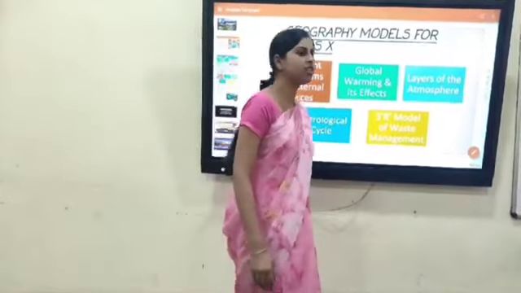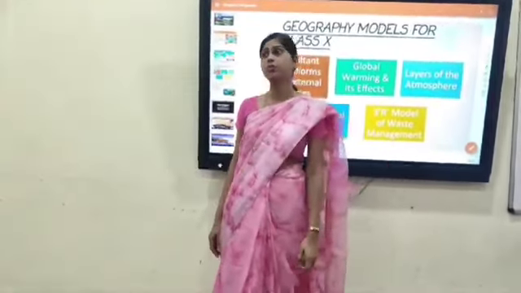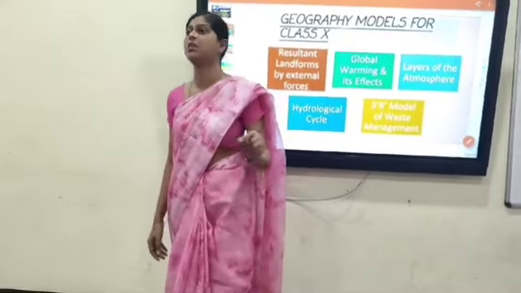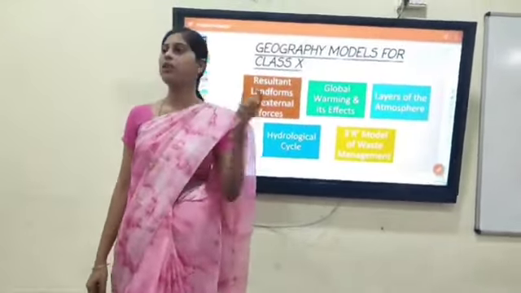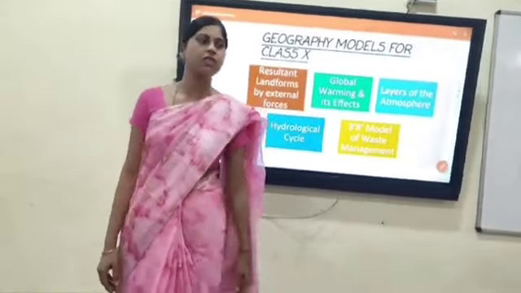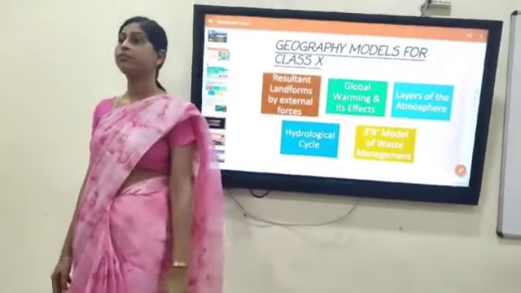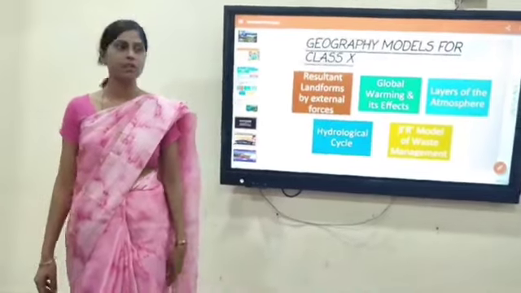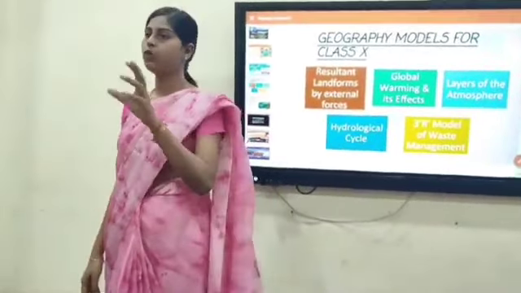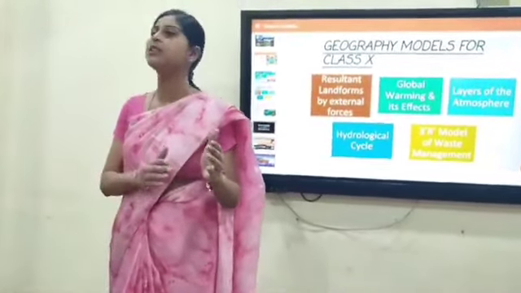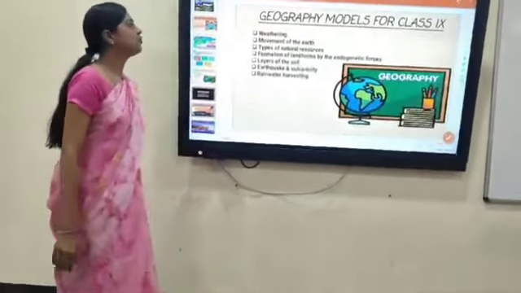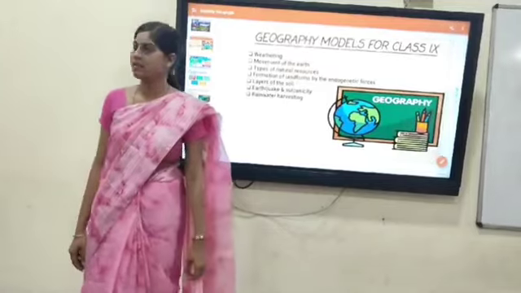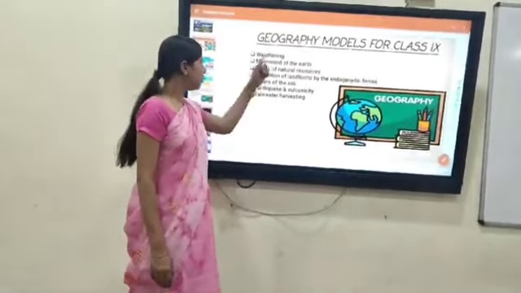Then the 3R model of waste management. This is another important topic which is very much associated with our sustainable development concept. And 3R means reduce, reuse and recycle. So this is very important. 4R is sometimes there, but the main important thing as per their syllabus, I'm talking about, is 3R.